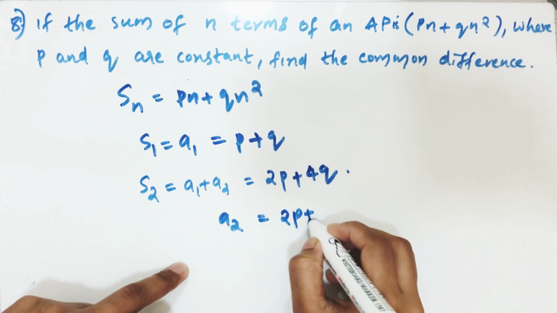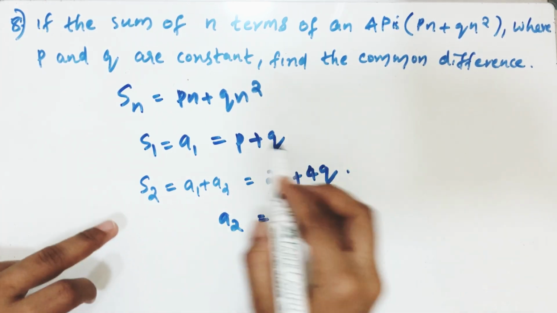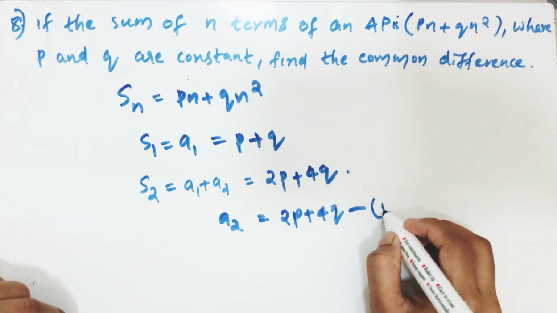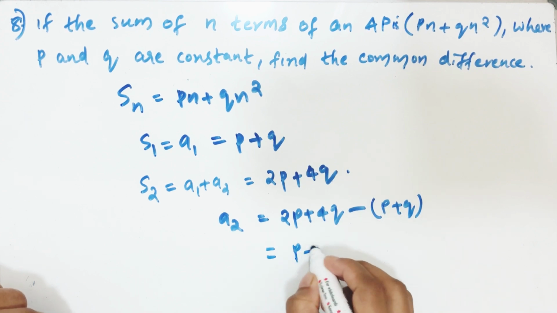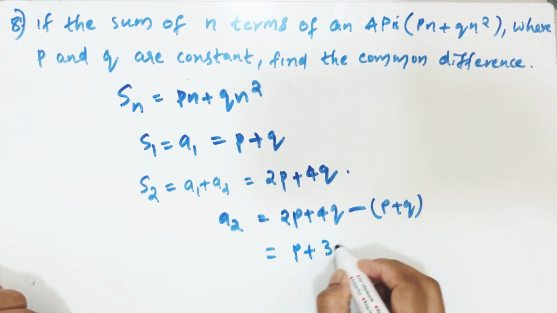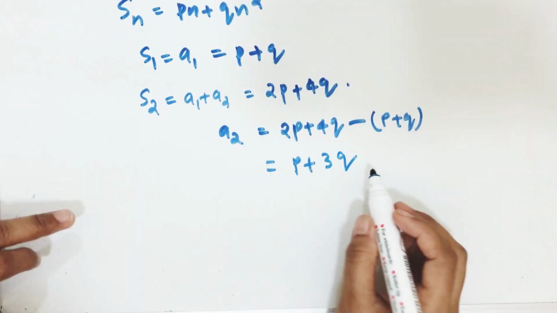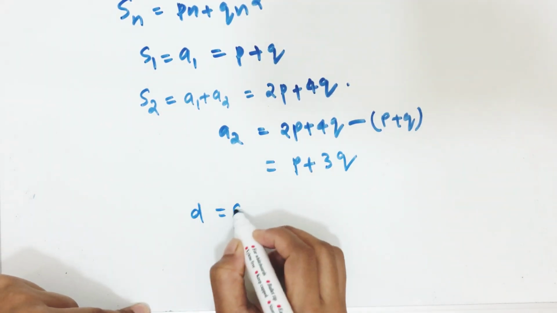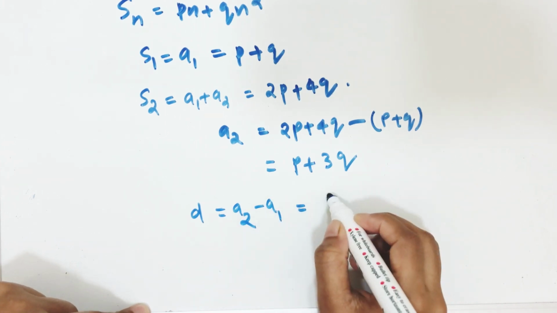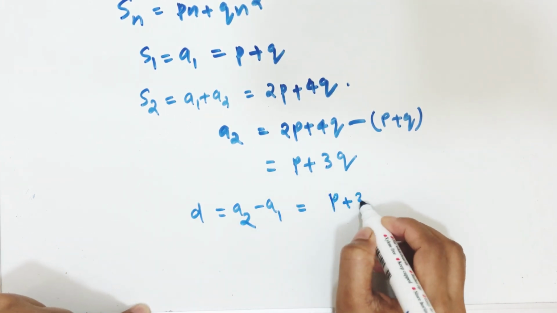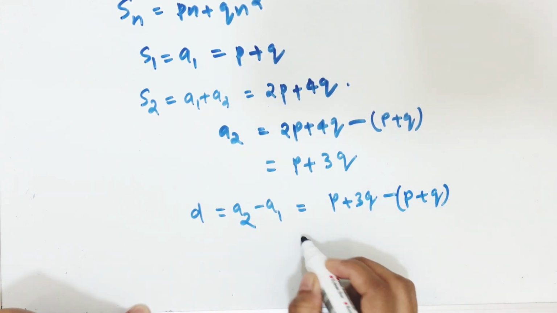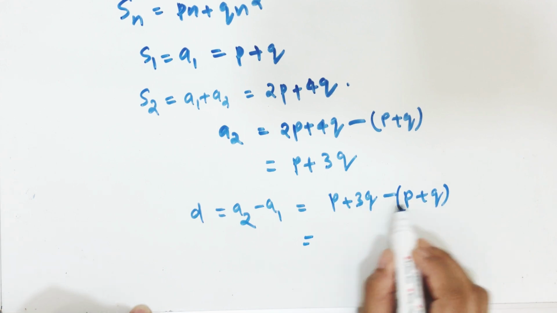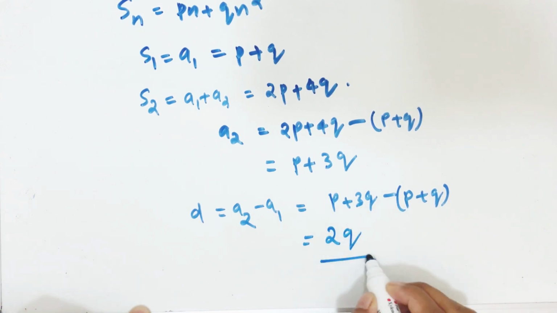That is 2P plus 4Q minus (P plus Q), as A1 is P plus Q. This is 2P minus P, which is P, plus 4Q minus Q, which is 3Q. So A2 is P plus 3Q. Therefore the common difference D is equal to A2 minus A1, which is P plus 3Q minus (P plus Q), which is P minus P is 0, 3Q minus Q is 2Q. Therefore the common difference is 2Q. Simple.